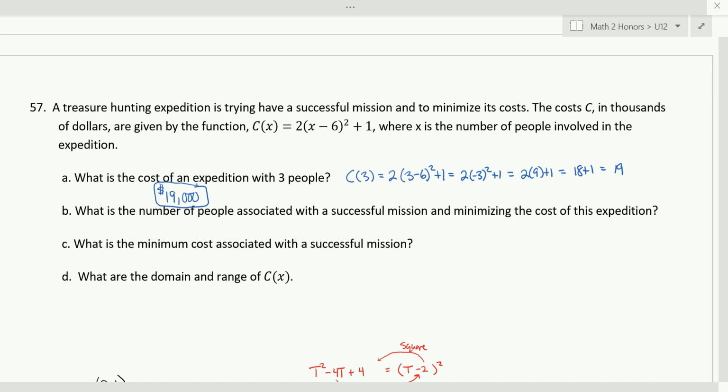Minimizing, okay? Because if we graph this parabola here, we know it would open up, and it's already in vertex form, so we don't have much work to find the vertex. What is our vertex? 6, 1. All right, so what's the answer to B?